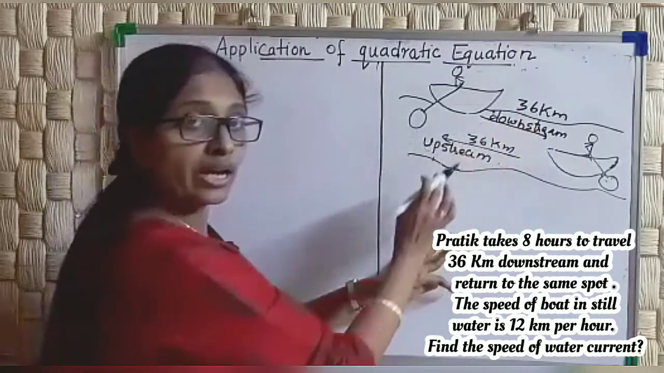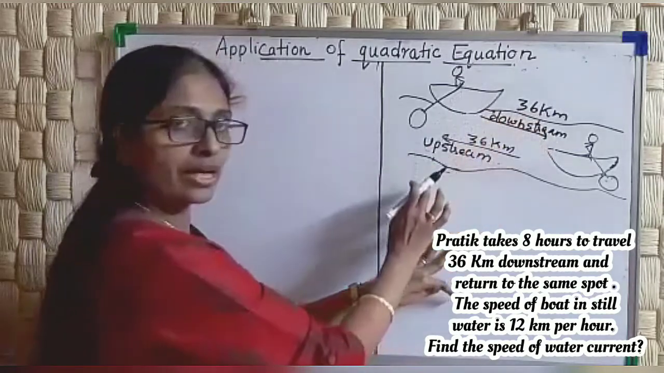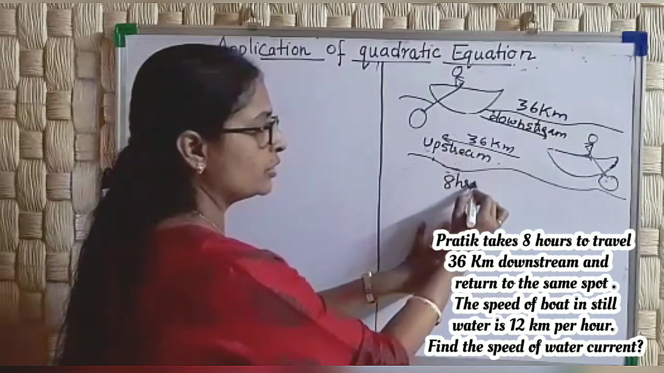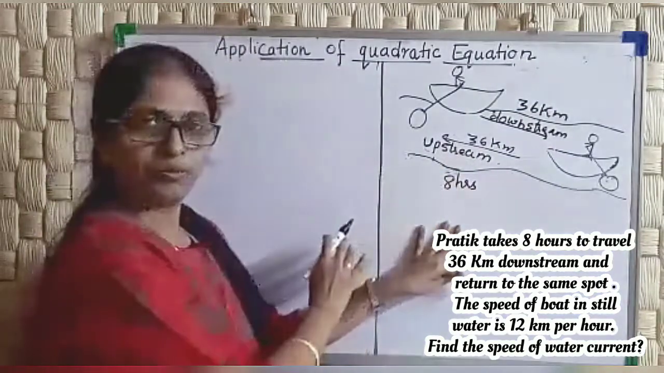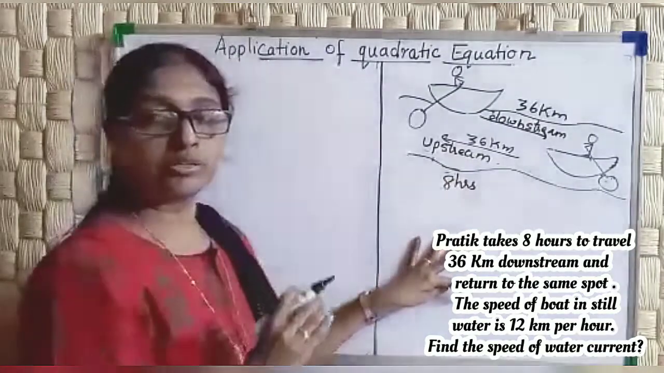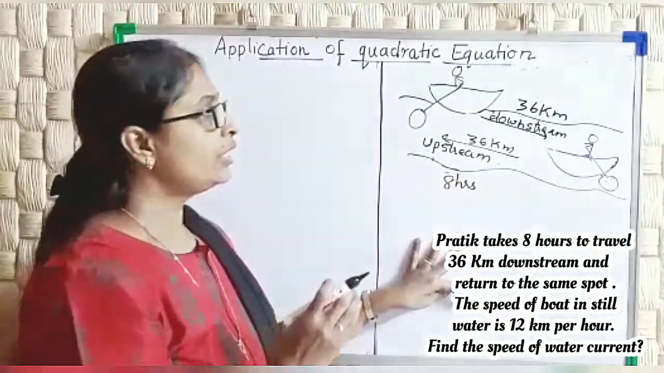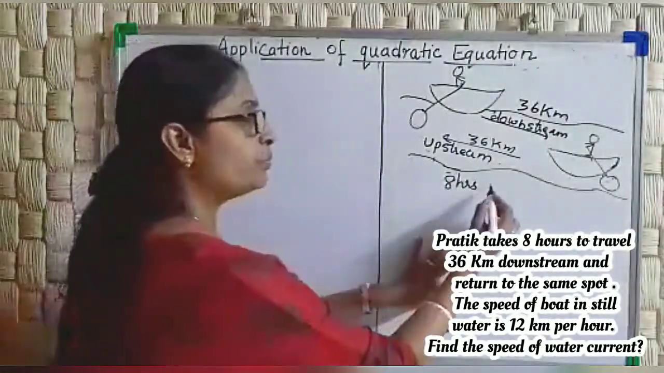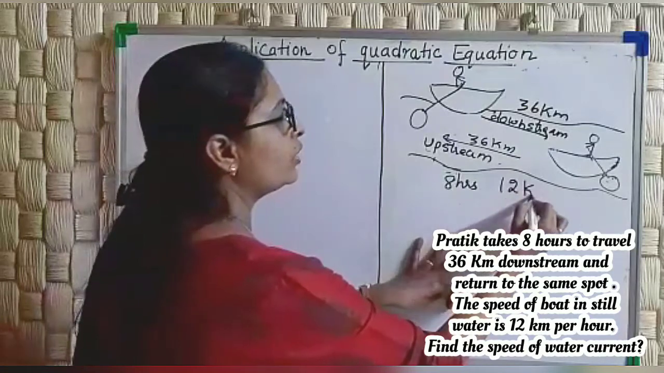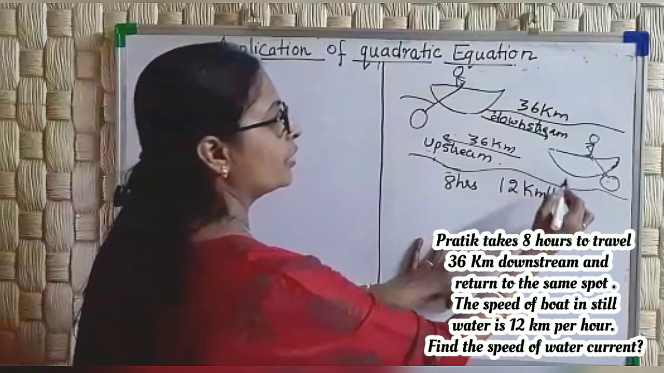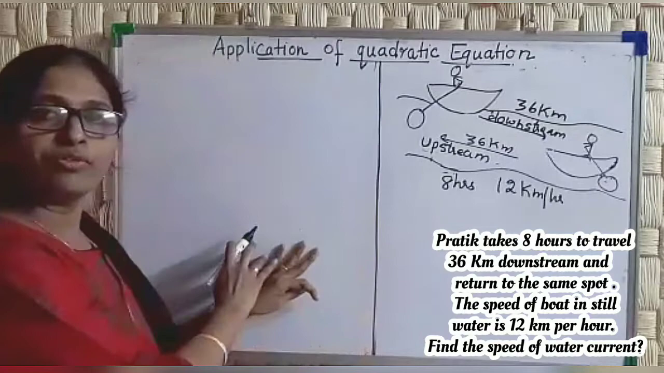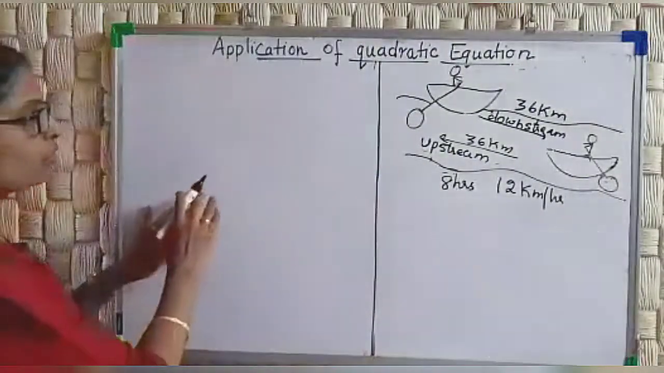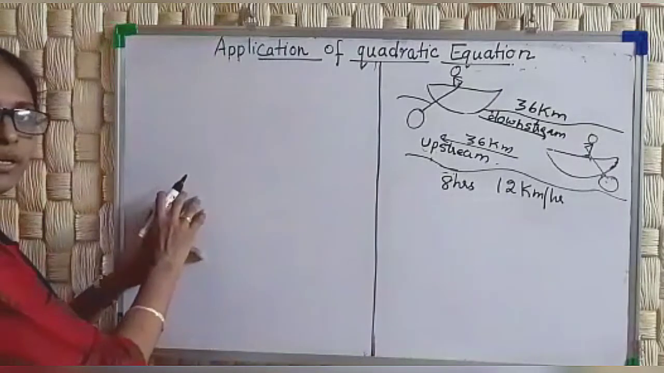Now, to travel 36 km downstreams and 36 km upstreams, it takes total 8 hours for Pratik. One more factor which is given in this question is, if the boat is moving in the still water, then the speed of the boat is 12 km per hour. Here we have to find out the speed of the water current. Let's consider the speed of water current as x km per hour.